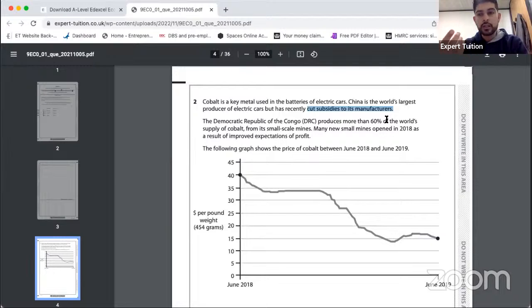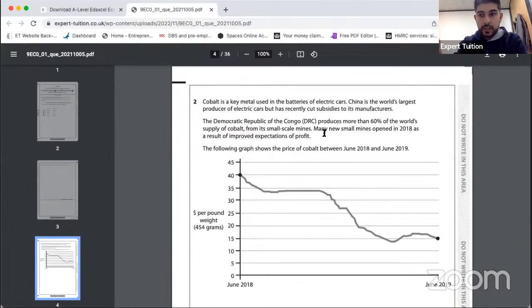So the number of electric cars, is it going to go up or go down? Well, it's going to go down. And if they're producing fewer electric cars, will they demand more or less of this product? They will demand less. So the first thing we should be thinking is that demand for this product must be going down. Then it says, the Democratic Republic of the Congo produces more than 60% of the world's supply of cobalt from its small scale mines. Again, underline, they supply the majority of the cobalt. Many new small mines opened in 2018 as a result of improved expectation of profit.